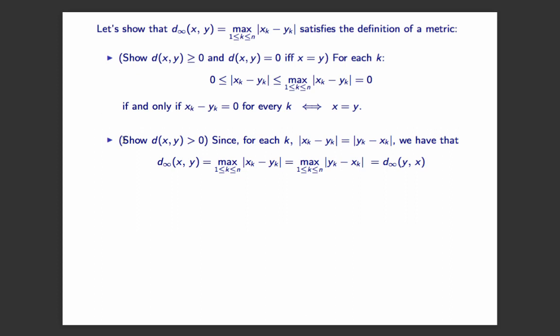So this is a typo here. What I meant to say, show that the distance from x to y is the same as the distance from y to x. But we'll go ahead and show it anyway. Since for each k, the absolute value of xk minus yk equals the absolute value of yk minus xk for every single term, well, then it's also true for the maximal term. And of course, the maximal term is the definition of the distance from x to y, or the distance from y to x. So hopefully we see why that one was pretty straightforward.